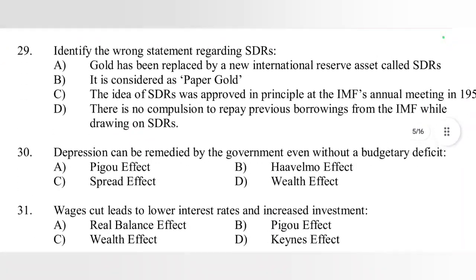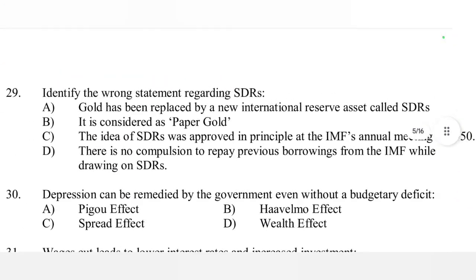Then question number 29. Identify the wrong statement regarding SDR, special drawing rights. So what is the wrong statement? First one is gold has been replaced by a new international reserve asset called special drawing rights. Yes, this is right. Then it is considered as paper gold. Yes, special drawing rights are considered as paper gold.